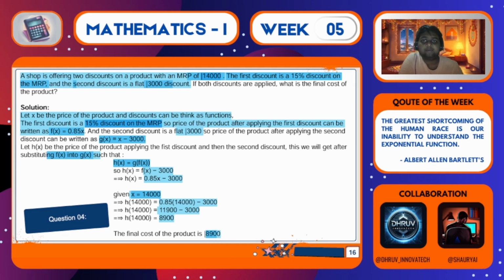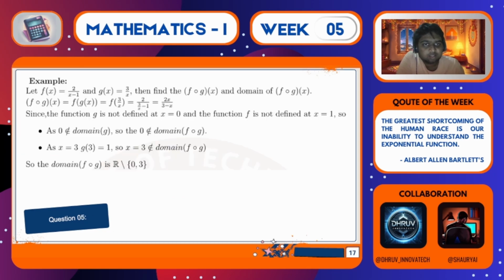That's all. These questions are pretty easy if you just understand how you have to apply the composite functions. Moving to the next question. Let's say you are given f(x) function 2 upon x minus 1 and g(x) function, which is 3 upon x. You have to find the composite function of f of g(x) and then the domain of f of g(x).